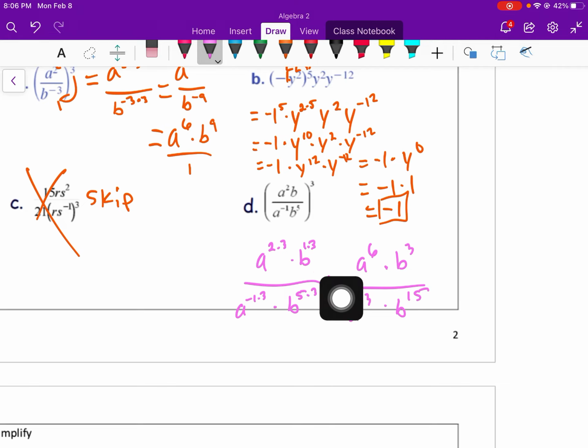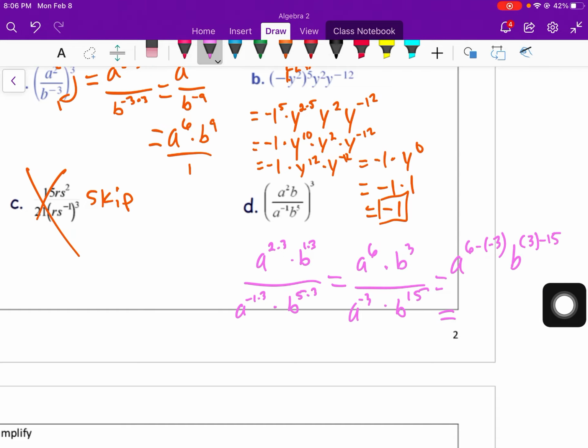So now we have base over base, and it's a quotient, so we can subtract. For a to the 6th minus a negative 3, and then b to the 3rd minus 15. When we rewrite that, this minus a negative becomes plus, so a to the 9th times b to the negative 12th. We're going to want to bring that b back down. We have a to the 9th over b to the 12th. And that's our final product here.